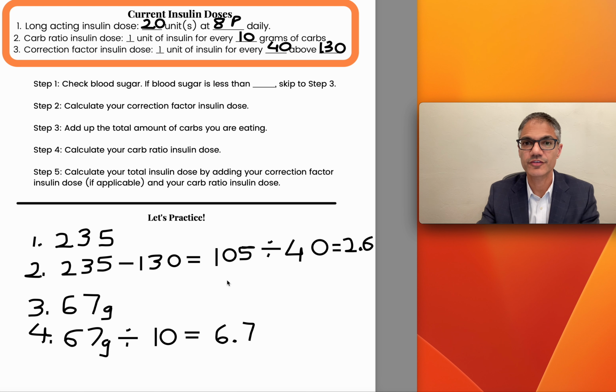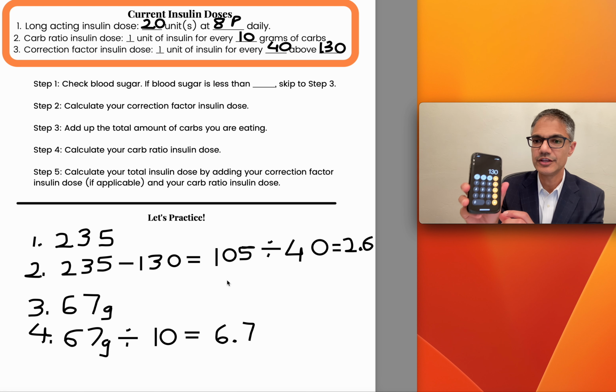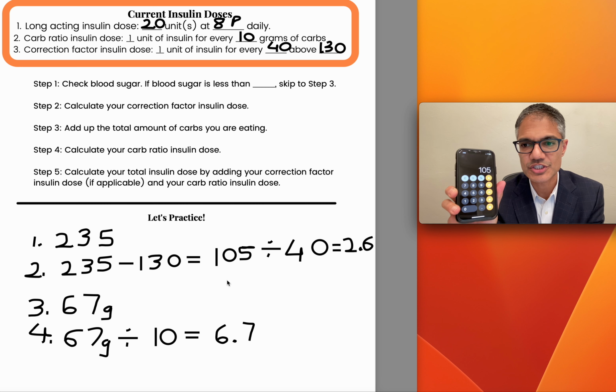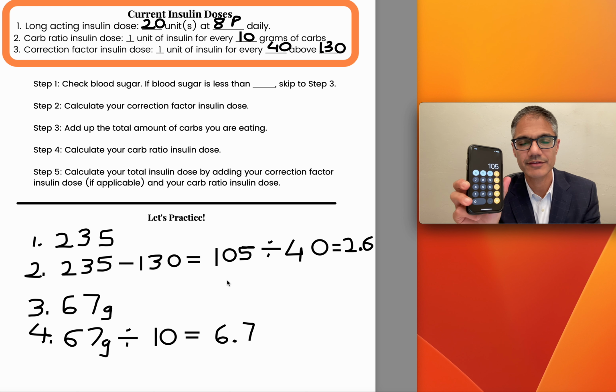So this is open book. You can definitely use a calculator. So you'll get your calculator, and 235 minus 130. You have to hit equals. If you don't hit equals and you just hit divide by, you'll have an order of operations problem, and it'll give you a very wrong number. So you get 105. That's the difference.